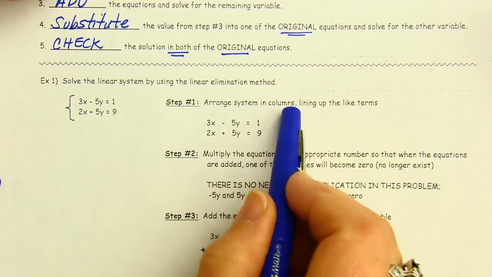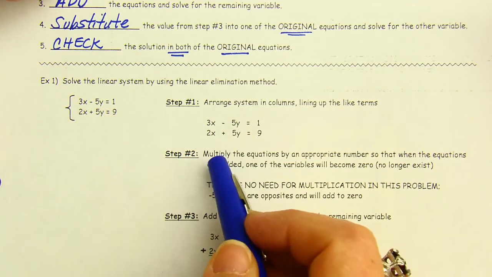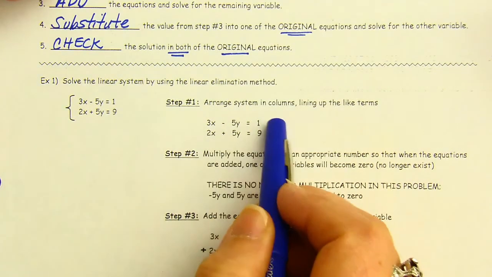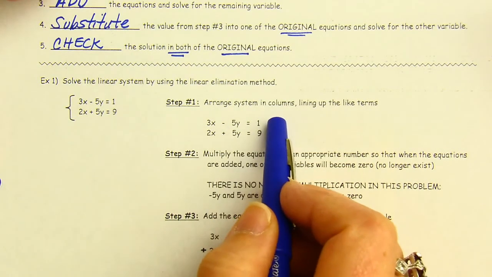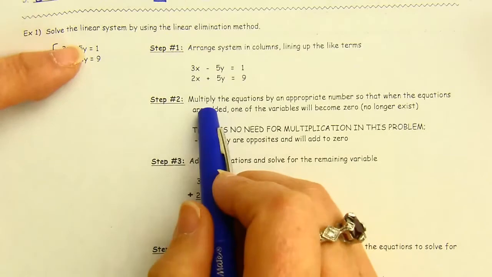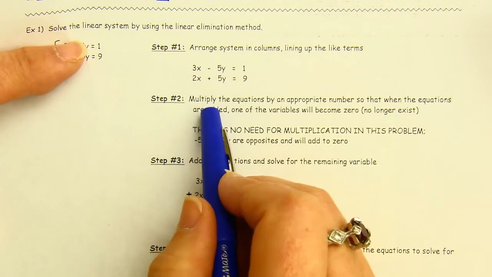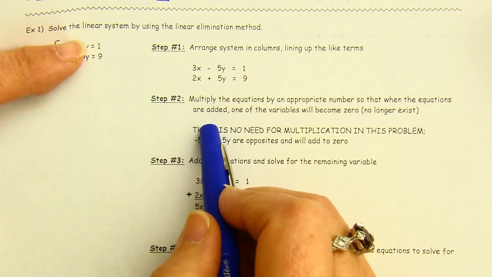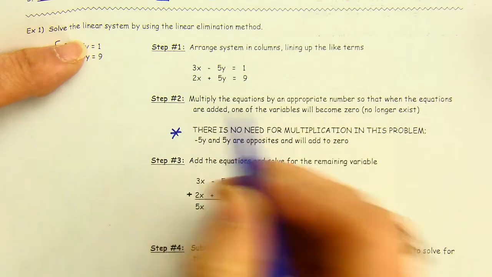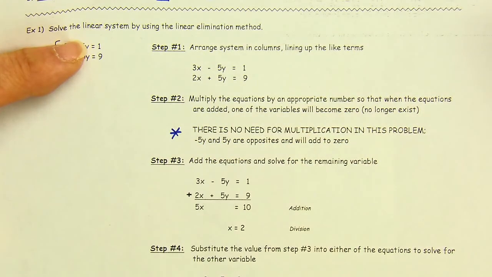We're going to arrange the system in columns, lining up those like terms. Here's my x terms, here's my y terms, here's my constants on the other side of the equal sign. Step 2. Multiply the equations by an appropriate number so that when the equations are added, one of the variables will become 0 or no longer exist. Notice here, there is no need for multiplication in this problem because negative 5y and positive 5y are opposites and will add to 0.